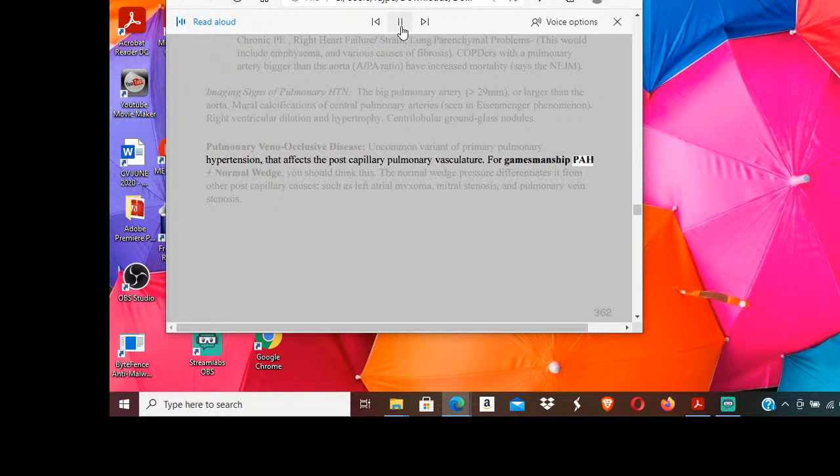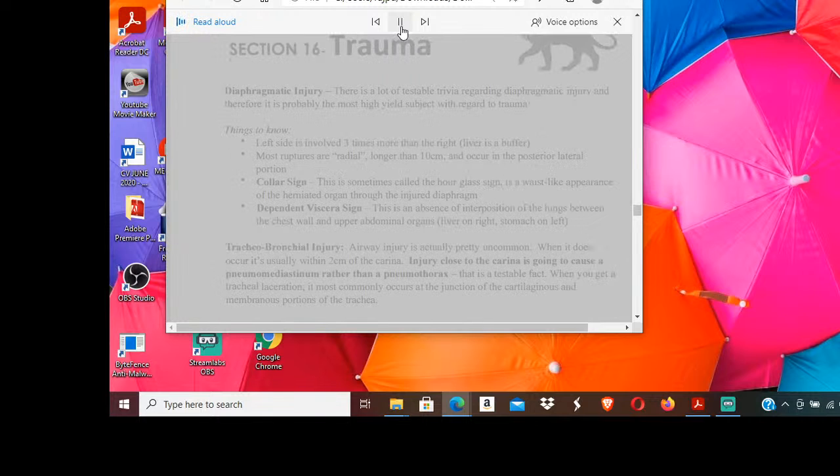For gamesmanship, PAH and normal wedge, you should think this. The normal wedge pressure differentiates it from other post-capillary causes, such as left atrial myxoma, mitral stenosis, and pulmonary vein stenosis.